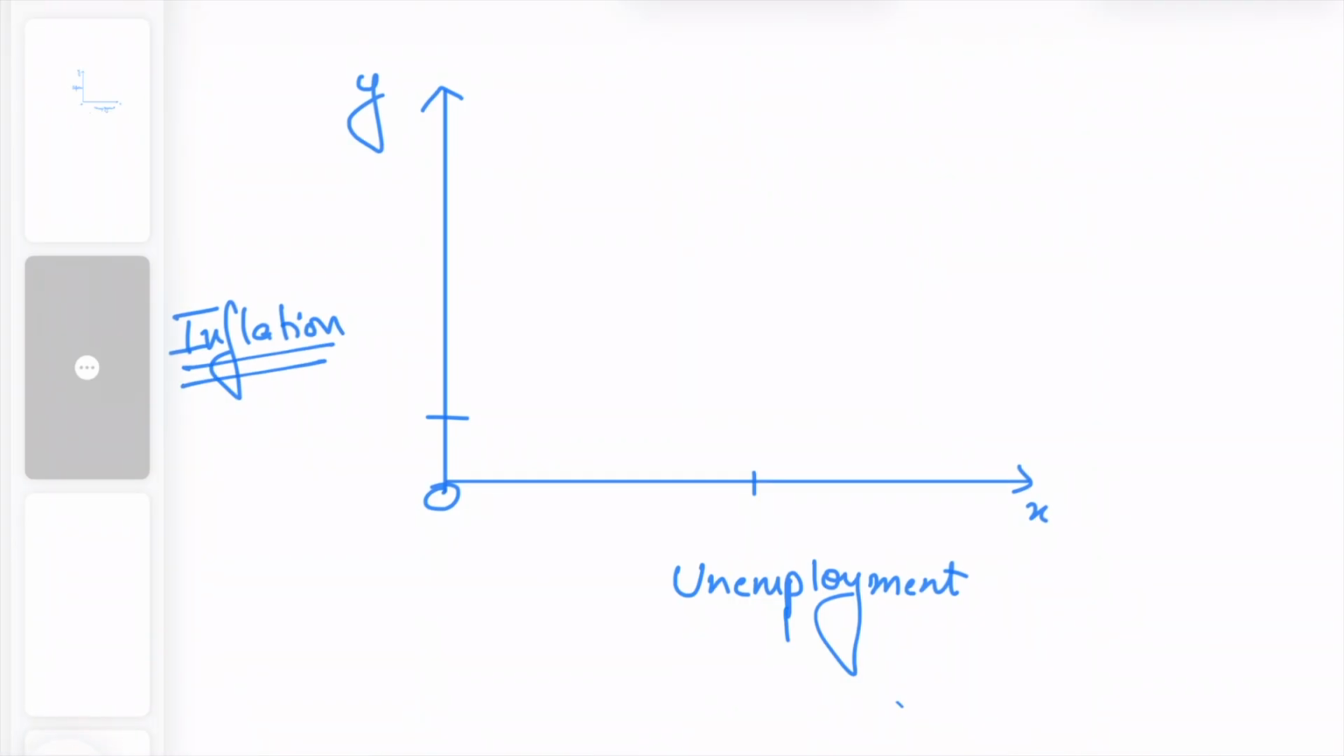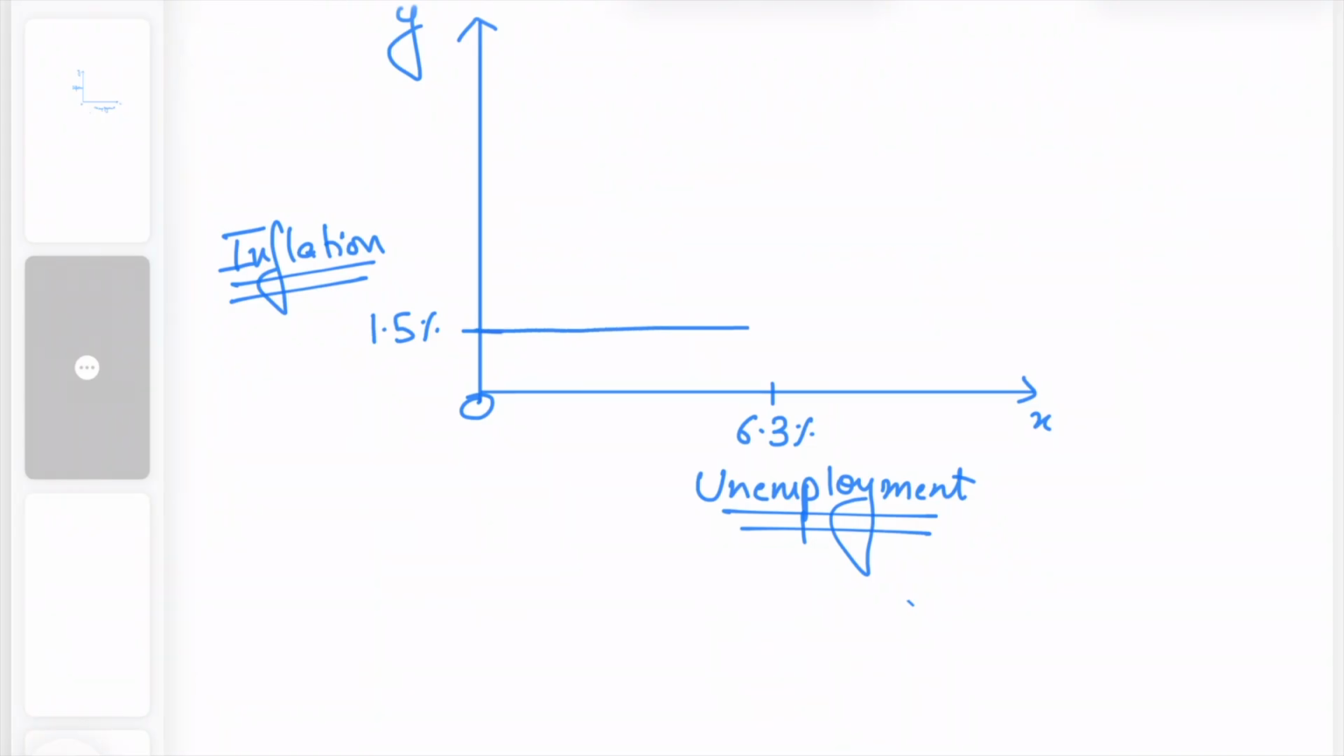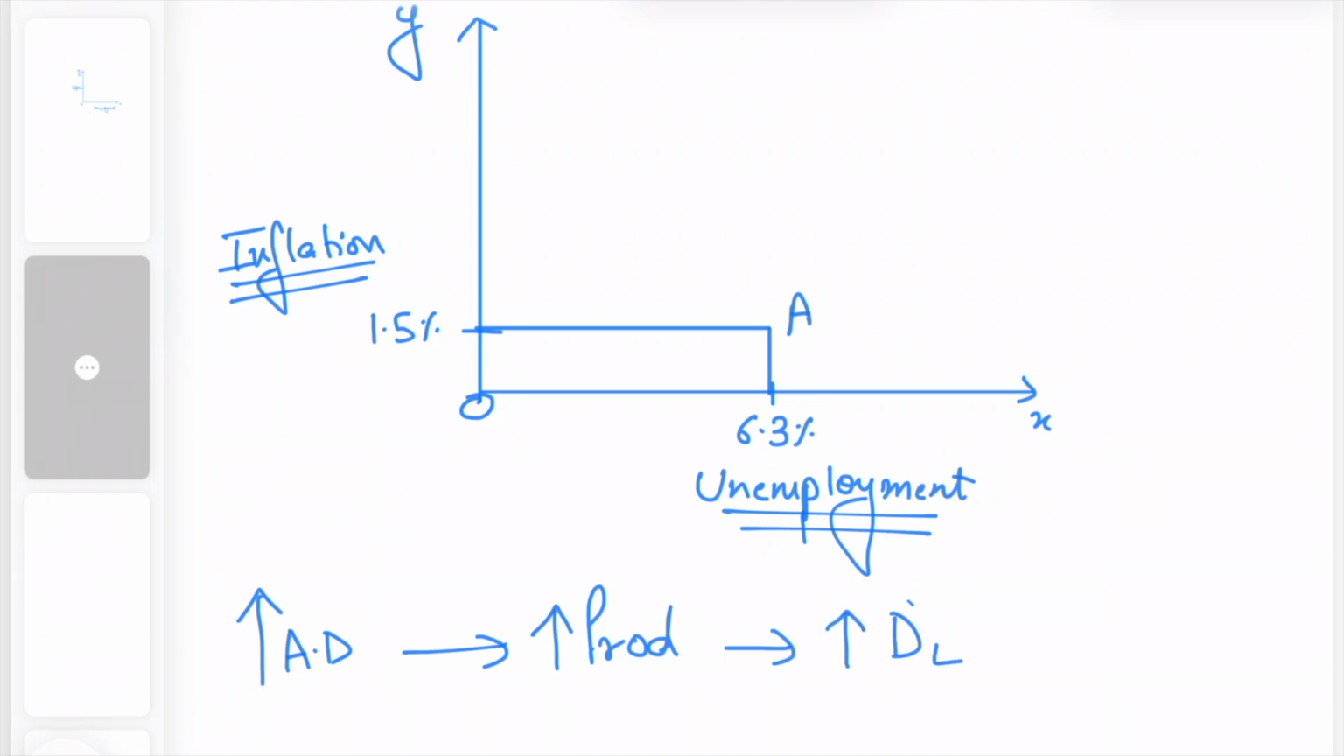We are taking inflation on y-axis, whereas unemployment is on the x-axis. Let's assume my inflation rate is approximately 1.5% in the economy, whereas unemployment is 6.3% in the economy. This gives me a point, let's call it A. Now government will intervene and come up with policies to reduce the unemployment in the economy. Once government increases the aggregate demand, increases production, the demand for labor increases, leading to lower unemployment. Let's say my unemployment falls down from 6.3% to 3.6%.